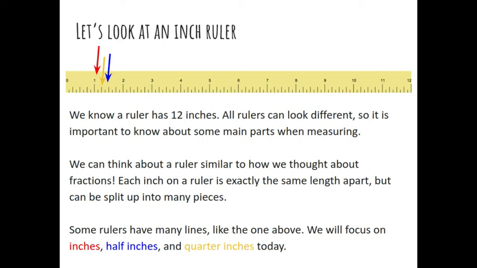We can think about a ruler similar to how we thought about fractions. Each inch on a ruler is exactly the same length apart, but can be split up into many pieces. It's kind of like how a whole can be split up into many fraction sizes. Some rulers have many lines, like the one above. We'll focus on inches, which are the whole numbers that my red arrow is pointing to, half inches, which is the blue arrow, and quarter inches, which is the yellow arrow.